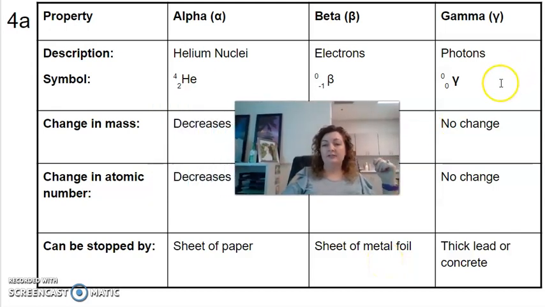And then gamma ray is our last one. And gamma ray has this funky Y, right? It is photons, or you can say waves, because it is just a wave. And this is the easiest one to remember, 0, 0. Superscript and subscript 0, 0, all right? There is no change in mass. It's a wave. It doesn't have mass, so 0, right? And it doesn't have any effect on the atomic number, charge, nothing, because it's a wave. So everything is a 0. It's not a particle at all. And what can it be stopped by? Thick lead or concrete, mostly. And remember, not all of it can be stopped by that, just most of it, okay?